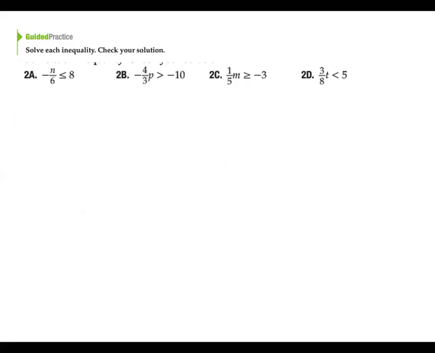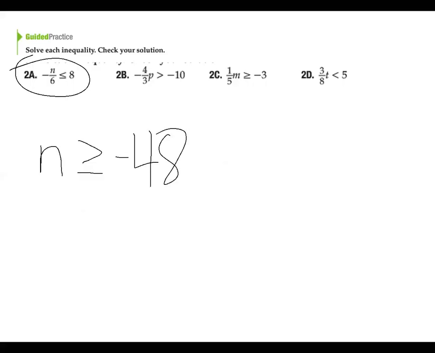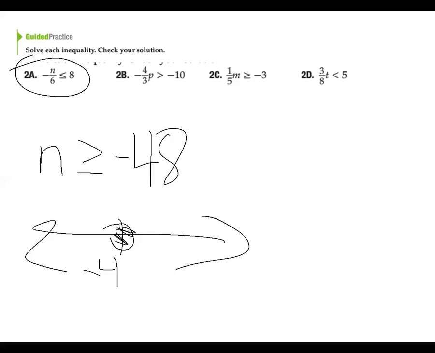Now, when I did 2A, I don't think I reversed the inequality symbol. So it should be n is greater than or equal to negative 48. So sorry about that. So when you graph it, you would have shaded in at negative 48 and everything to the right. Okay, I hope that didn't cause any confusion. I just forgot to do that.